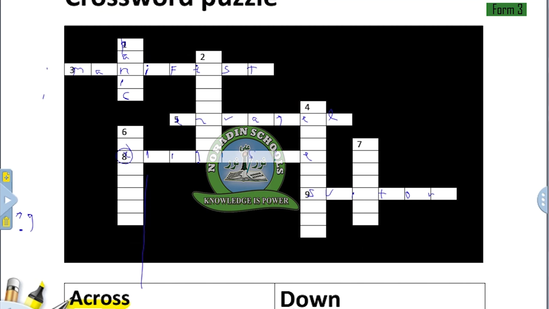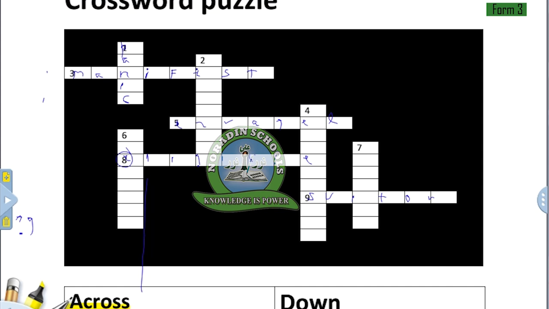Yes, right here. Deafening. D, we already have the E. D, and then E, and then A, and then F, and then E. And then N, we already got the N, I, N, G. We already got the G. Deafening. Okay, so deafening.